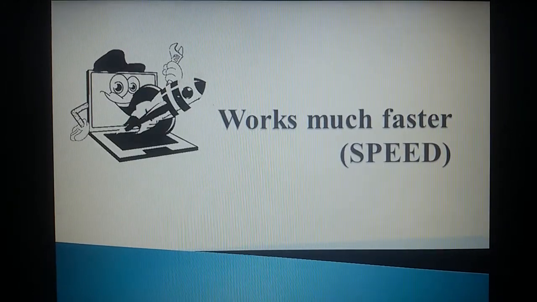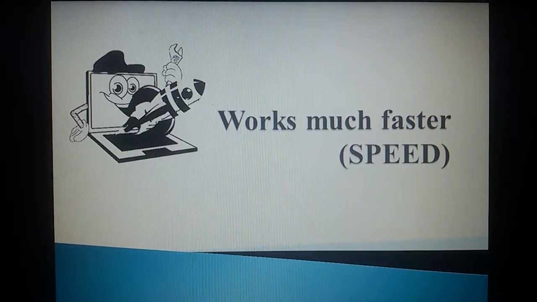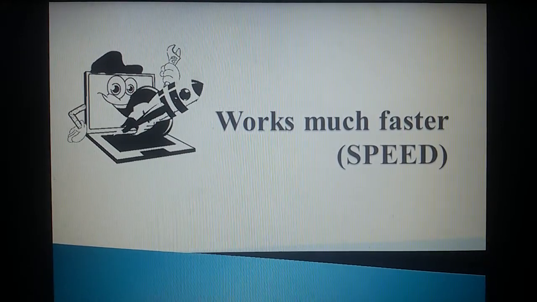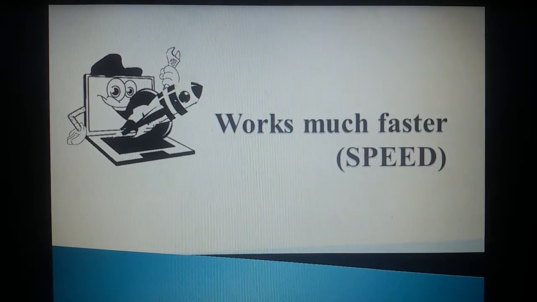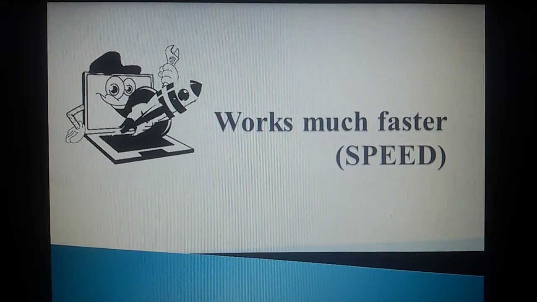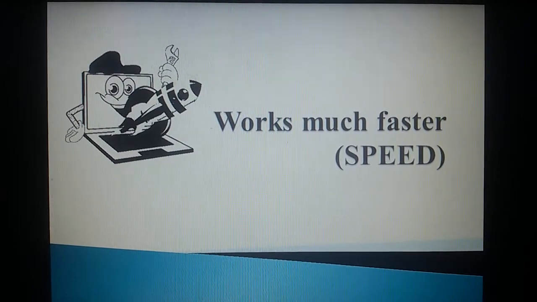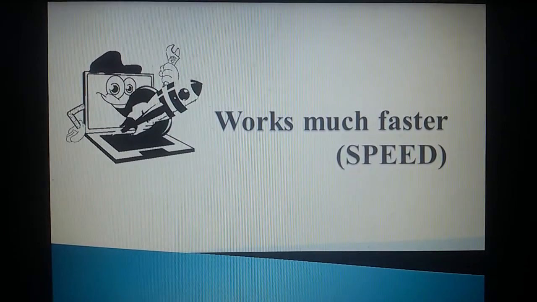The fourth main feature of computer is its speed. Why are computers developed? Just to make work faster and speedier. Because compared to the thinking and working capabilities of humans, the speed of computers is millions of times faster. They perform calculations in millions of instructions per second.